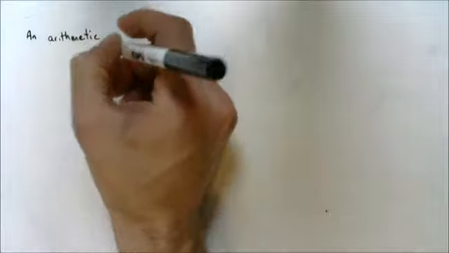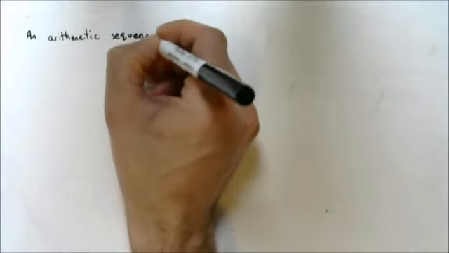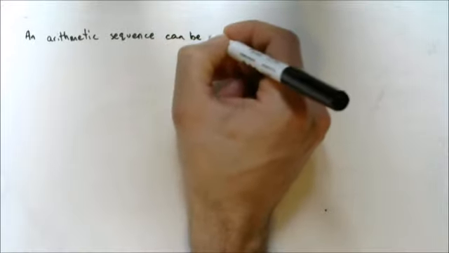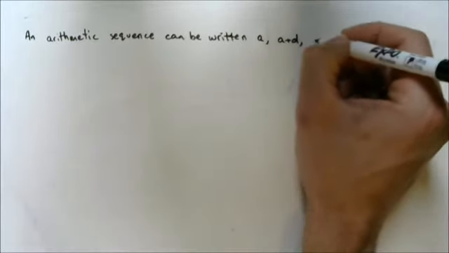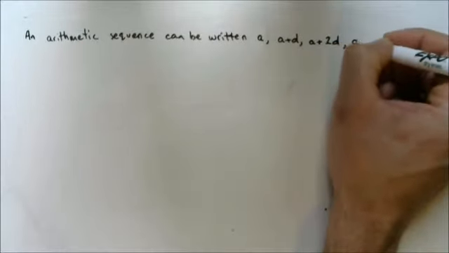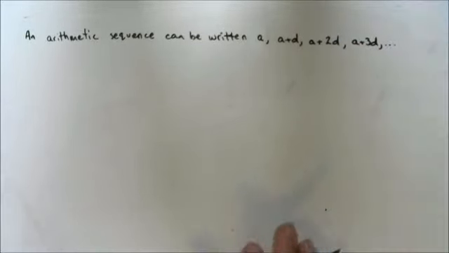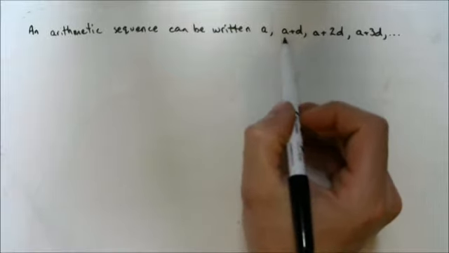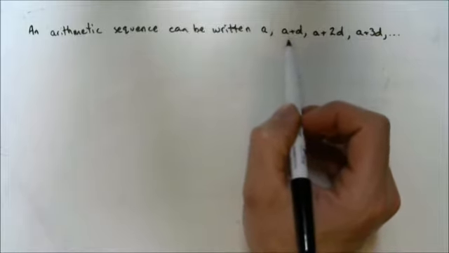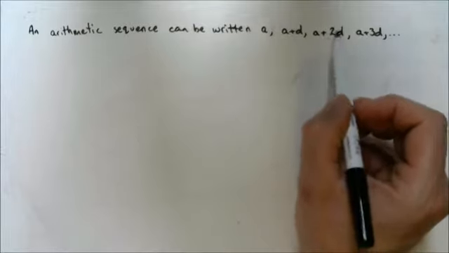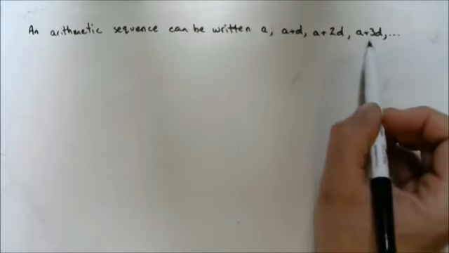One more note to squeeze in there at the bottom, underneath your common difference note: an arithmetic sequence can be written a, a plus d, a plus 2d, a plus 3d, and so on. You have your first term, then you have the value of the first term plus or minus whatever the common difference is. Then for your next term, you're simply adding the common difference again, and then again.